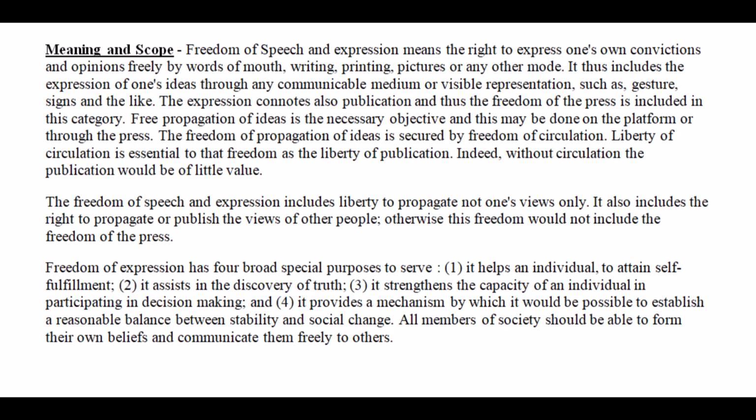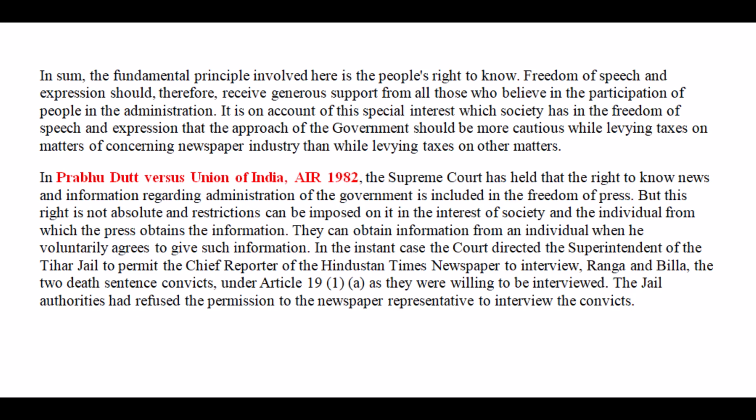Freedom of expression has four broad special purposes to serve. 1. It helps an individual to attain self-fulfillment. 2. It assists in the discovery of truth. 3. It strengthens the capacity of an individual in participating in decision-making. And 4. It provides a mechanism by which it would be possible to establish a reasonable balance between stability and social change. All members of society should be able to form their own beliefs and communicate them freely to others.